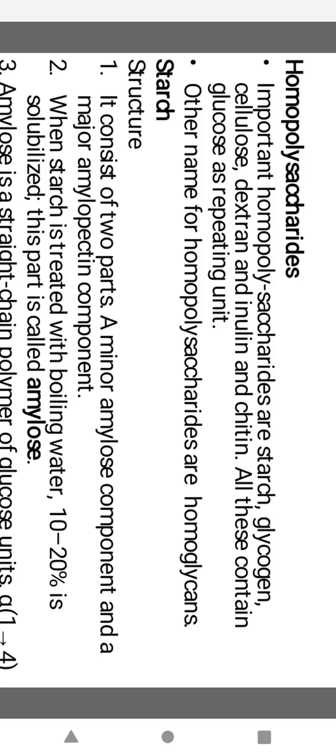These are all taken in through diet. All these contain glucose as the repeating unit, so they are called homopolysaccharides. Homopolysaccharides are also known as homoglycans in various areas. Then first we see about starch.